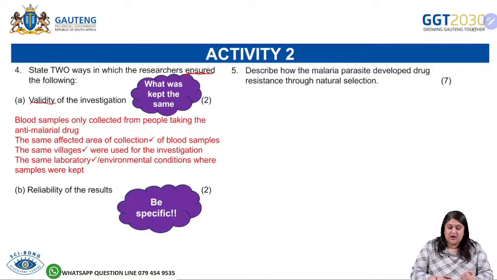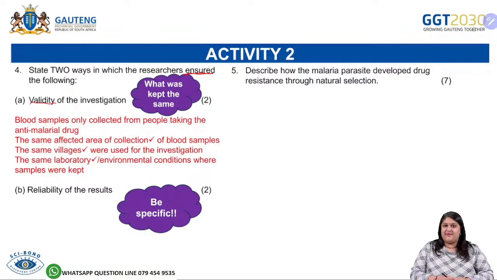Blood samples only collected from people taking the anti-malarial drug. Very important. They only took blood samples from those people. The same affected area of collection, the same villages, and the same laboratory. Okay, so those are the things that were kept the same. So you must just take it from what was given to you.